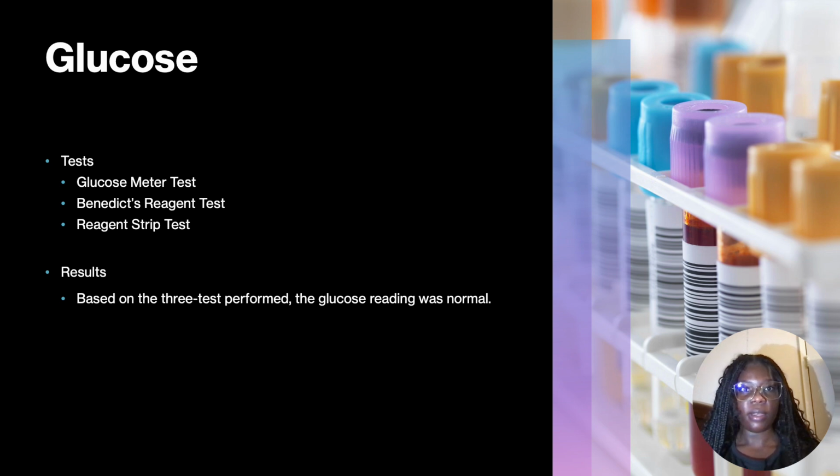So now the results of this test. The blood glucose meter came to 100 milligram. The Benedict's reagent color was a light green, and the glucose strips was also 100. In conclusion, based on the three tests performed, the glucose reading was normal for this particular patient.